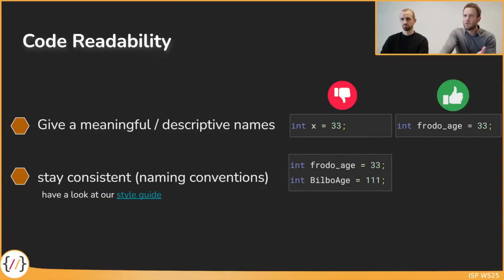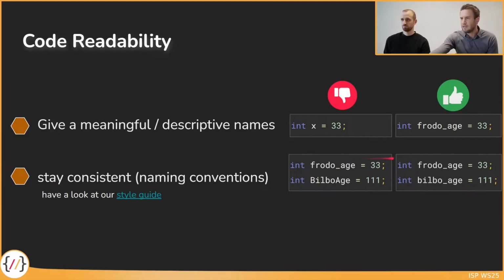In this case, we are still working with variables, and here's an example of being not consistent. For example, we have Frodo age and then Bilbo age, and you can see that we have some kind of camel case naming with uppercase letters, and here in this case we have the underscore as space between the two words. So better and consistent would be this example with always using underscores between words.